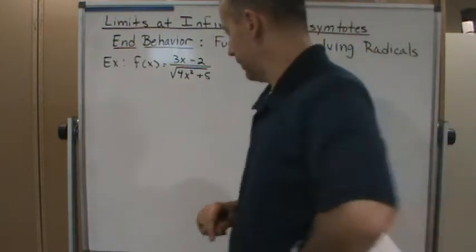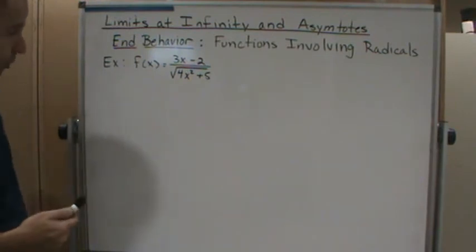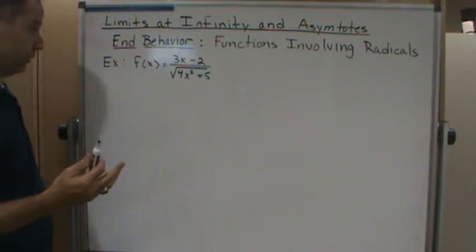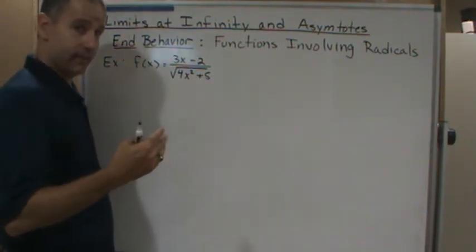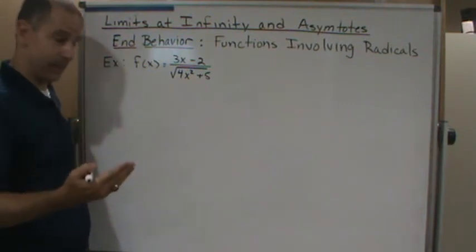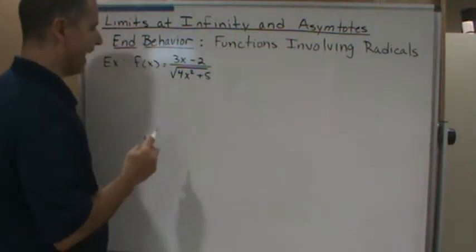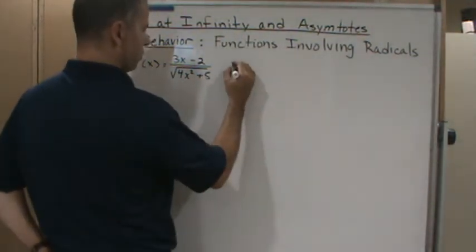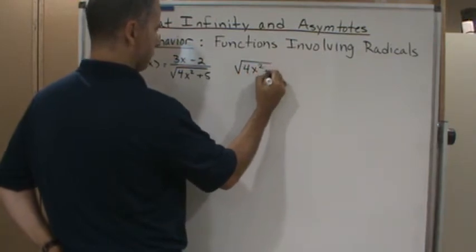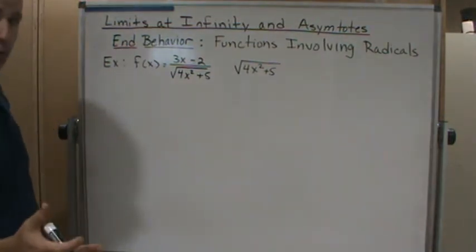So we'll handle both of them separately, see what happens. But let's just think about this. So we've got a rational expression that involves a radical. Now, what's the technique that we learned before? We want to divide the top and the bottom by the largest power of the denominator. Well, we've got this radical, so let's think about this. What happens to the square root of 4x squared plus 5 as x gets really, really big, negative or positive?